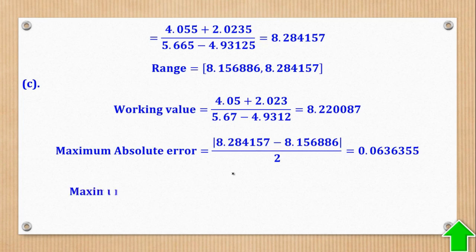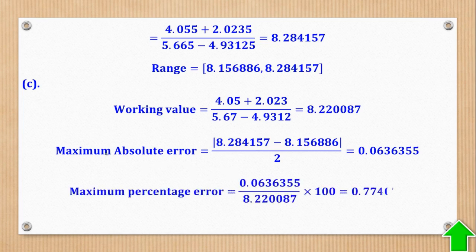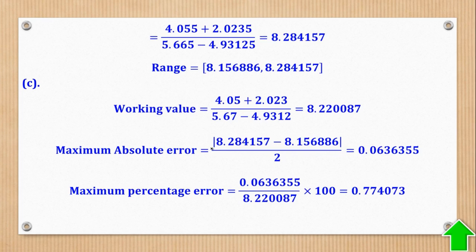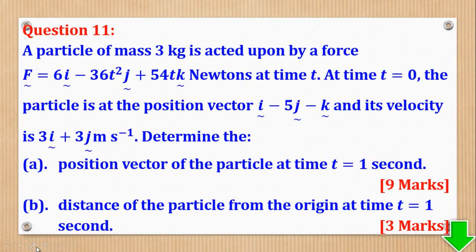So percentage error is relative error multiplied by 100. And how do you get relative error? Relative error is absolute error over working value. So absolute error over working value, multiplied by 100, will give you the percentage error. What you should note is that here I used a magnitude sign. You should never forget that. And that's what they wanted. So that was question 10.